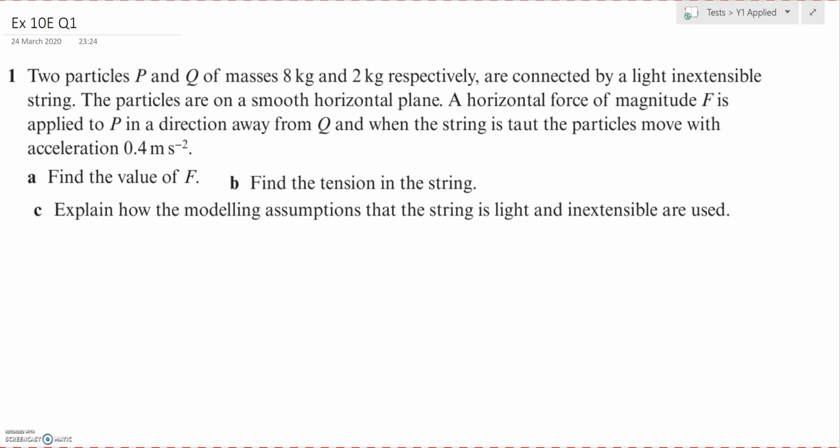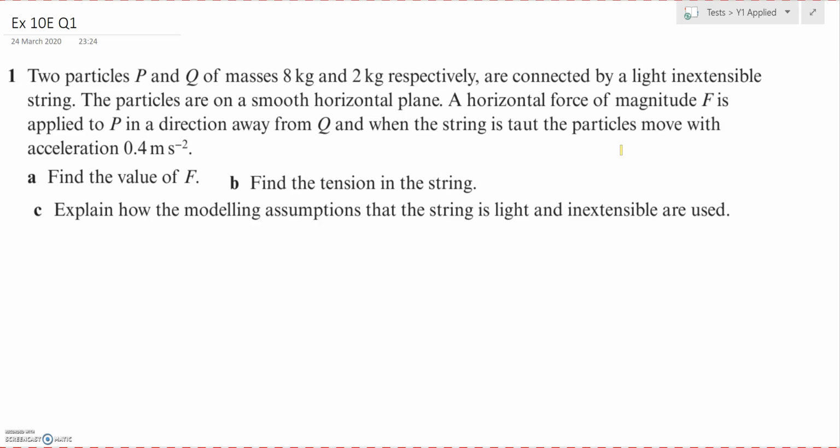Question 1 says: two particles of masses 8 kilograms and 2 kilograms, respectively, are connected by a light inextensible string. The particles are on a smooth horizontal plane. A horizontal force of magnitude F newtons is applied to P in the direction away from Q. And when the string is taut, the particles move with an acceleration of 0.4 meters per second squared.